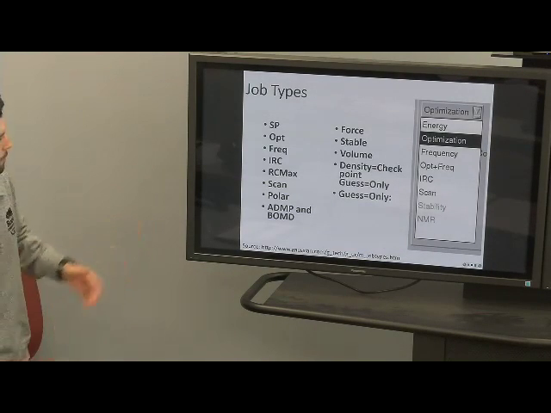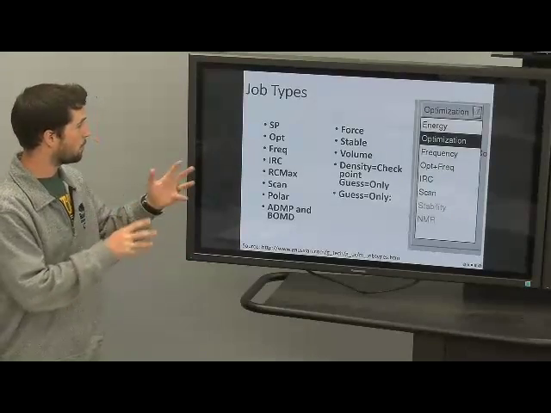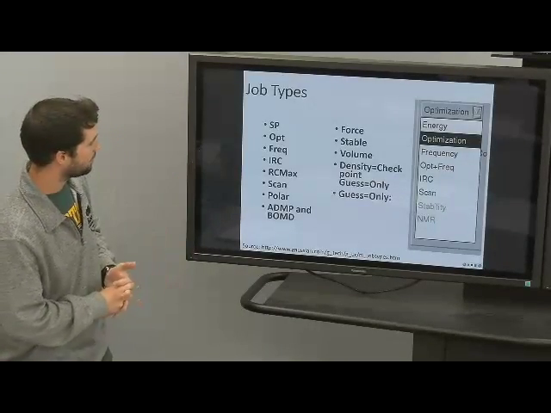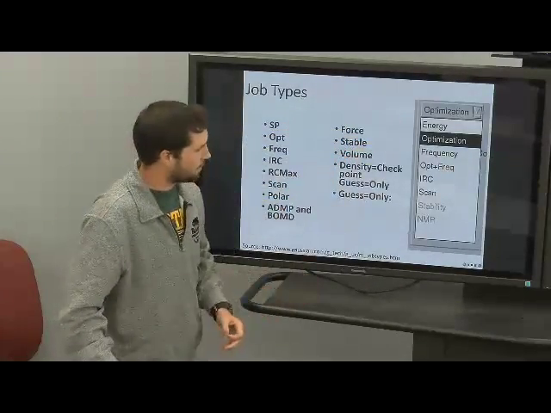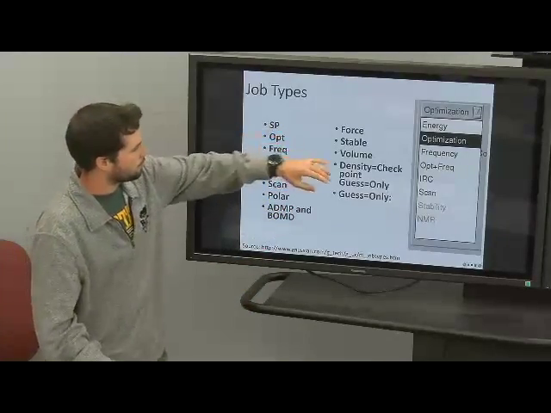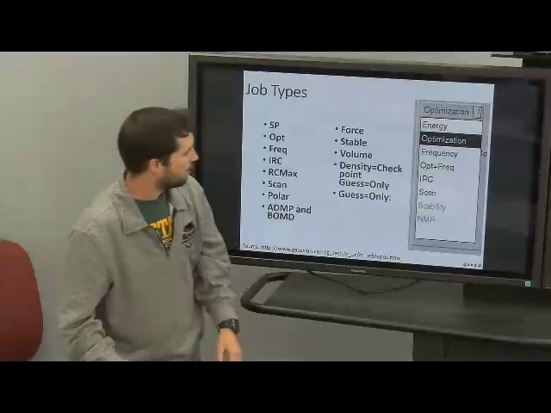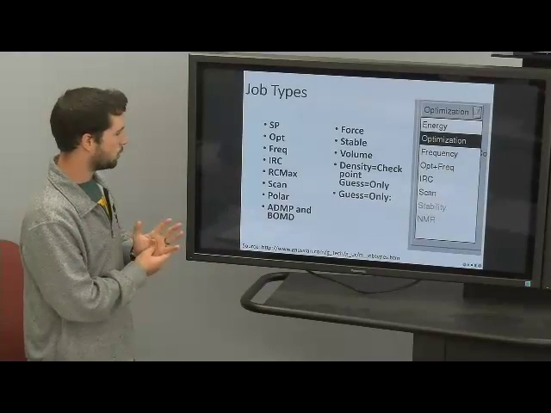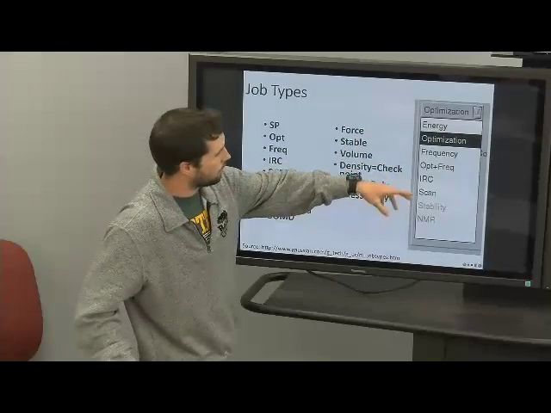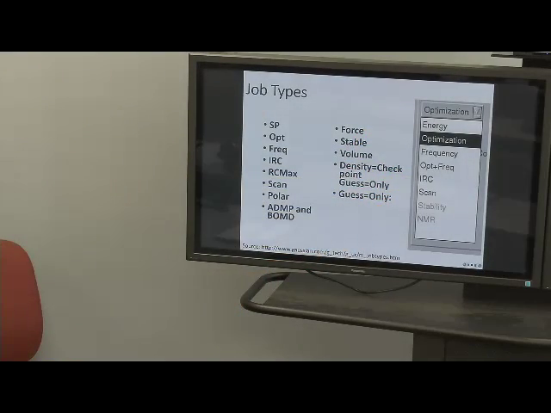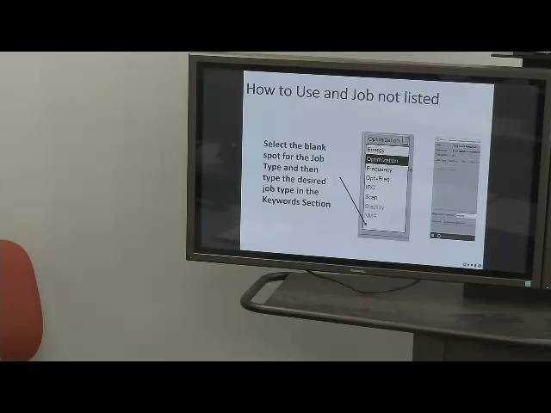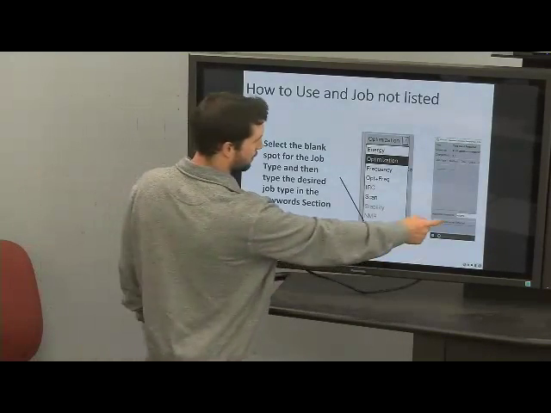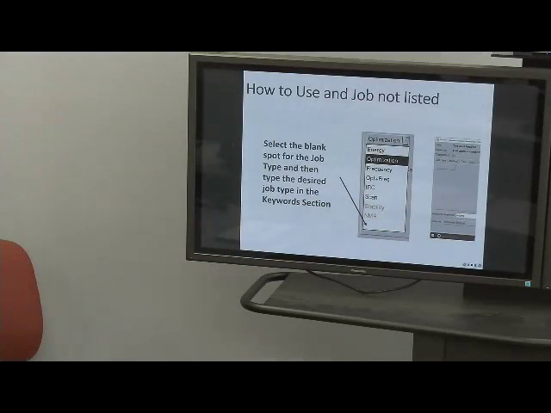For job types, I went onto the Gaussian website and pulled up all the different job types that they have: single point, optimization, frequency. These are some of the different job types that you can do when you pull down the job types. We've all seen this: energy, optimization, frequency. These all do different things, and there's more than just this. If you wanted to use a job type that's not listed there, you would click into the blank at the bottom, and then type in the additional keywords the job type that you actually want to do.